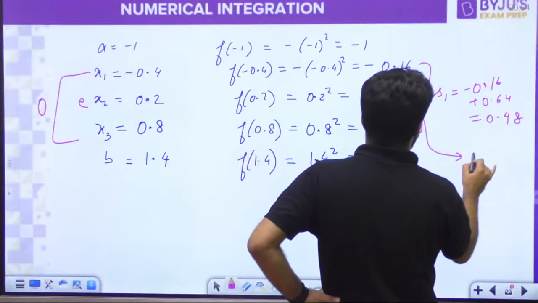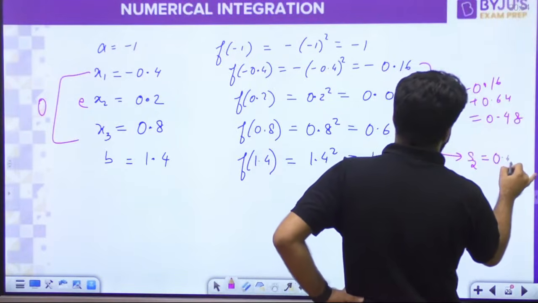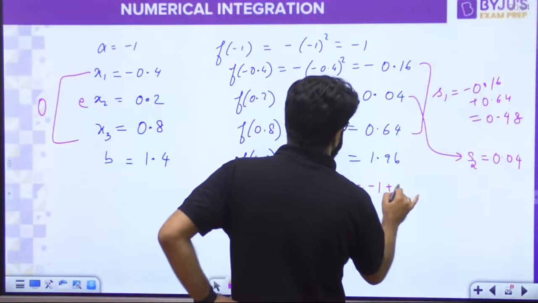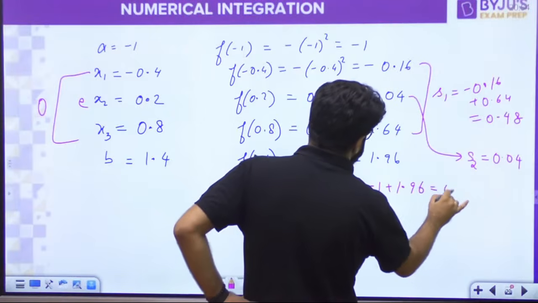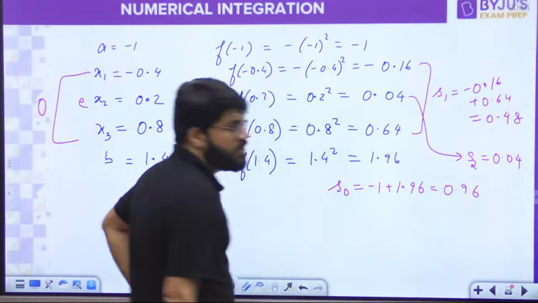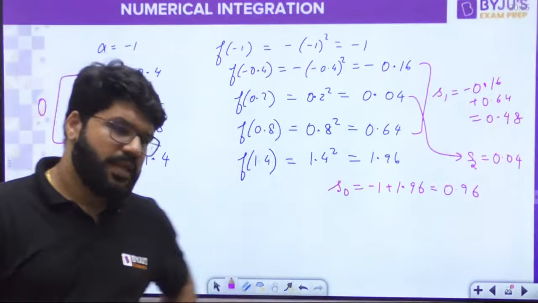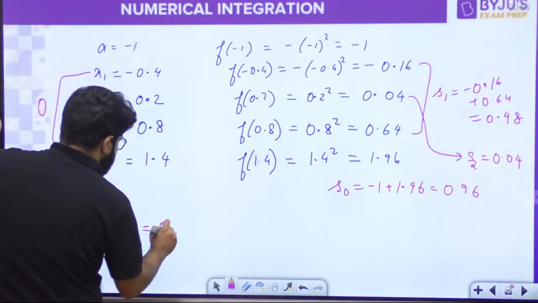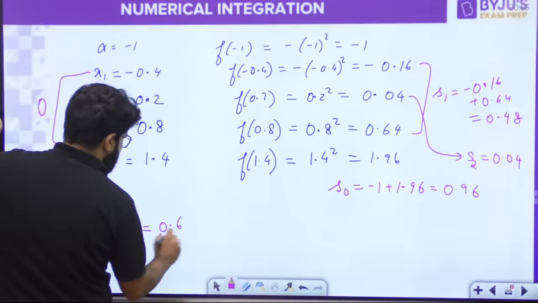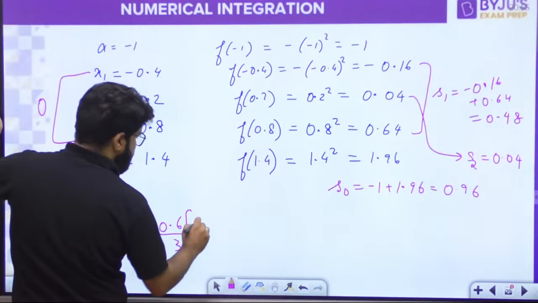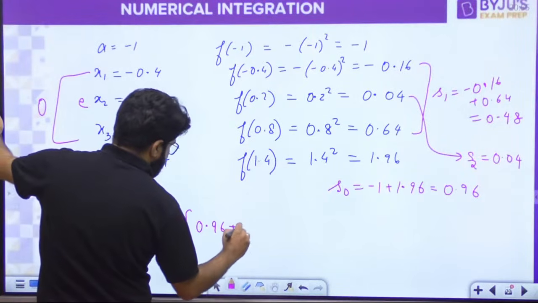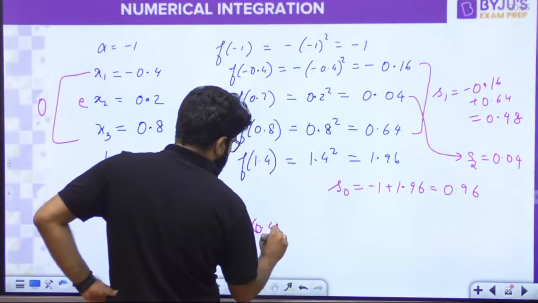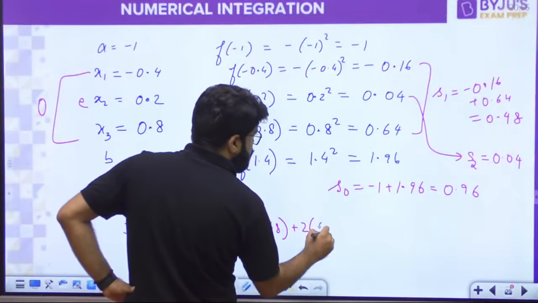Okay, this one is directly s2 is 0.04, right? And what is the value of s0? -1, end points को add कर दिया, plus 1.96, so this is 0.96. What is the value of the integral by the Simpson's rule? H by 3, h has 0.6, divide by 3, s0 plus 4s1 plus 2s2.